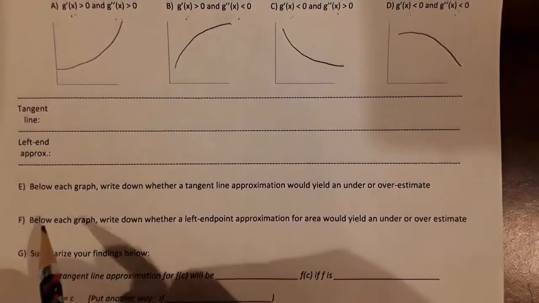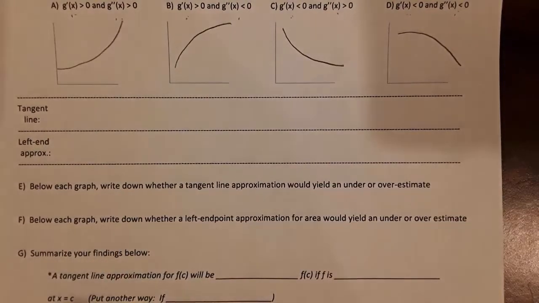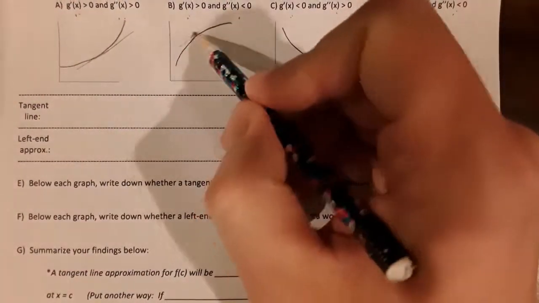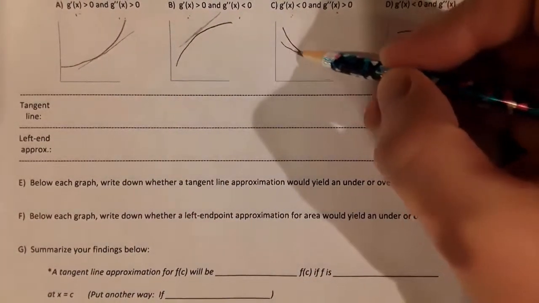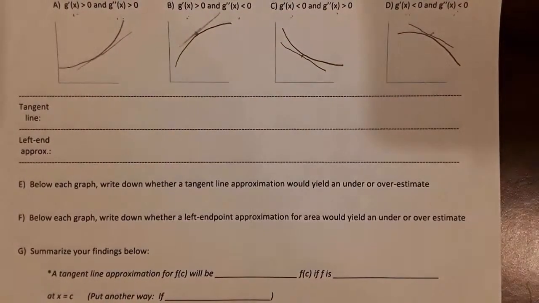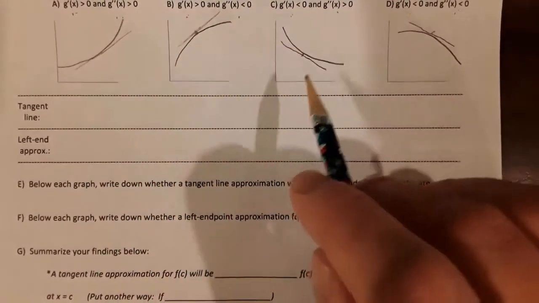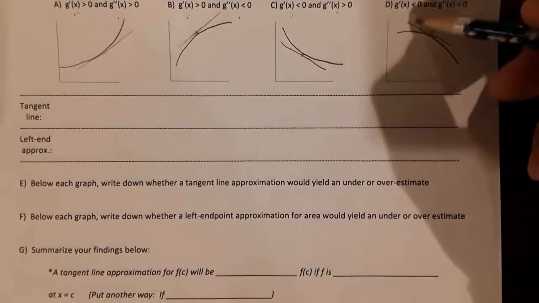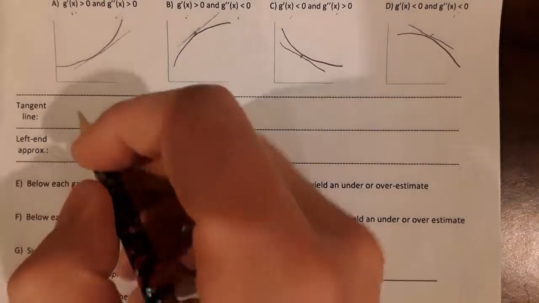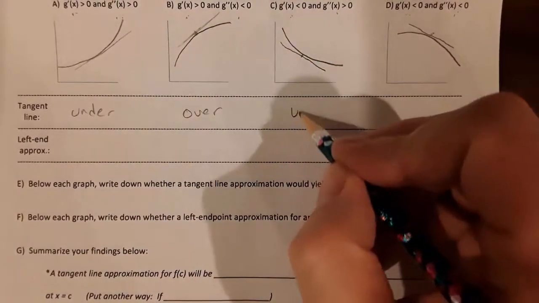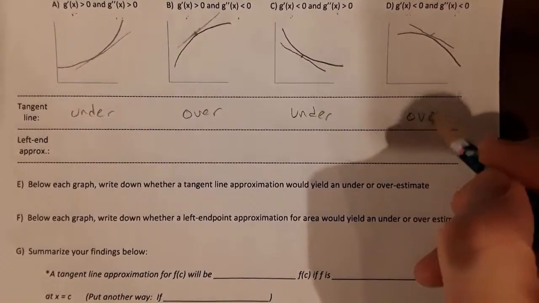Then it asks us below each graph to write down whether a tangent line approximation would yield an under or an overestimate. So if you just draw in a tangent line in each of these situations, you can see that you'd have an underestimate here, an overestimate here. The tangent line is under the curve here and over the curve here. So this would be underestimate, overestimate, underestimate, overestimate.